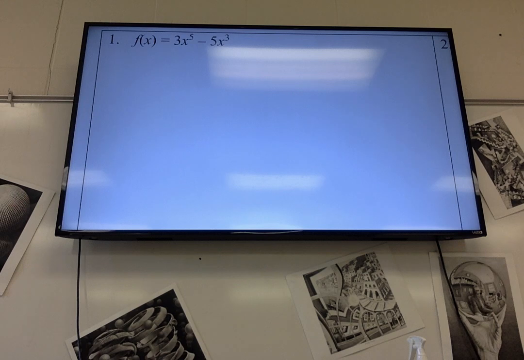For each of the given coordinates, determine the interval on which f of x is increasing and or decreasing. Find all the coordinates of the relative extrema. So that's maxes and mins.